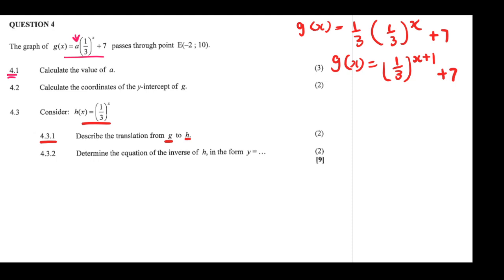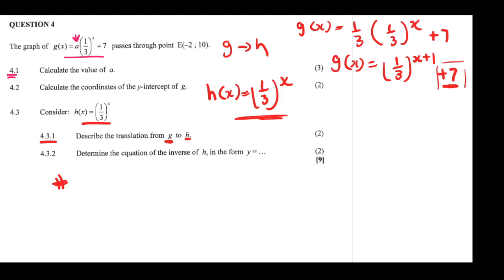Now to translate this, h of x is equal to (1 over 3) to the power of x only. So there's no 7 units here. It's not there. So if you were to interpret it, you're moving from g of x to h of x, which means the graph moved 7 units downwards, because this is plus 7. So you need to remove this plus 7. How do you remove a plus 7? You subtract 7 to get 0. So the graph moved 7 units downwards.